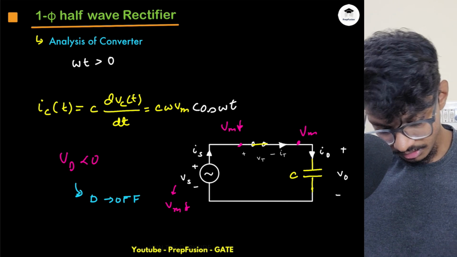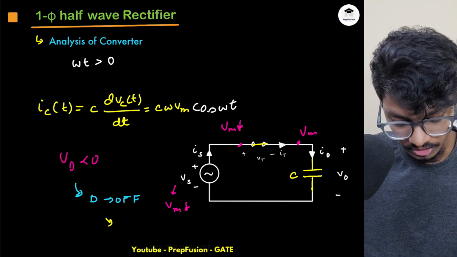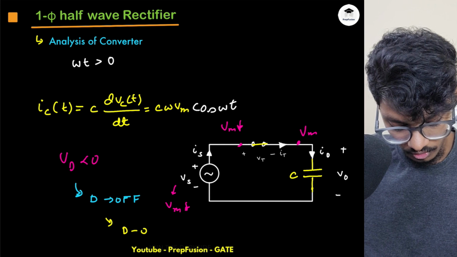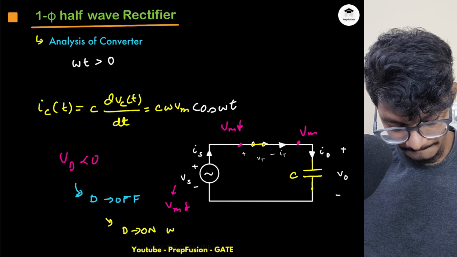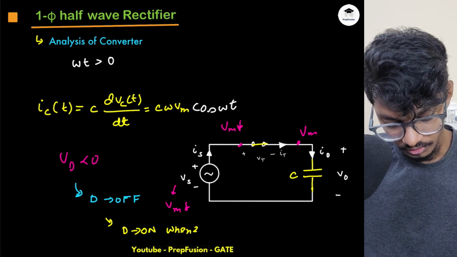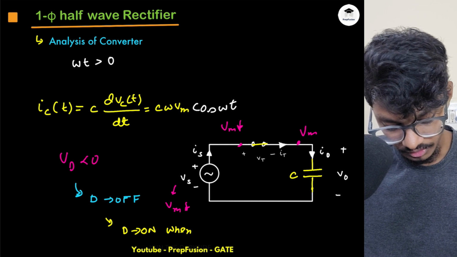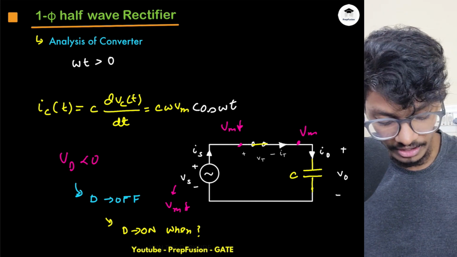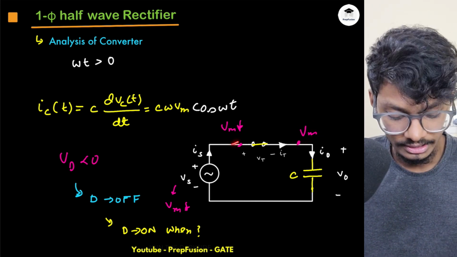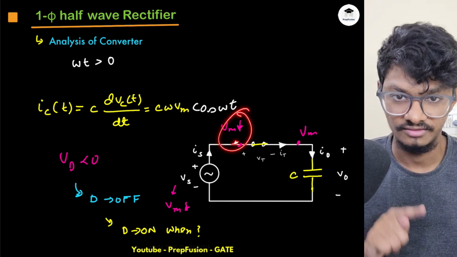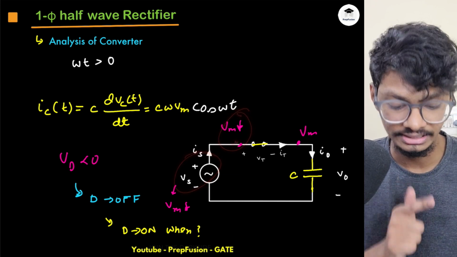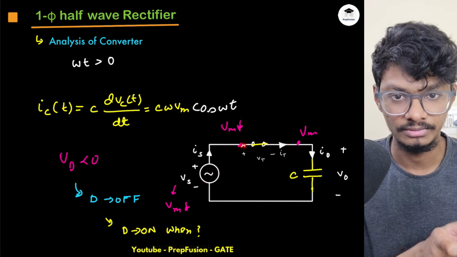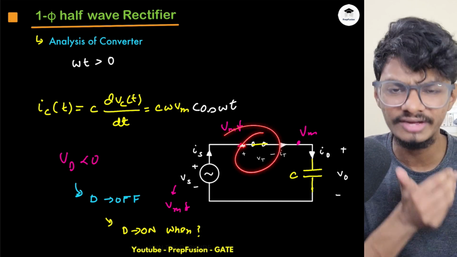Now can you tell me when the diode will next turn on? It will never turn on. Why? Because this node is fixed to Vm. Can this node ever go above Vm? No, right? The maximum potential that this supply can provide is Vm. It can never go above Vm. So this diode will never be on.